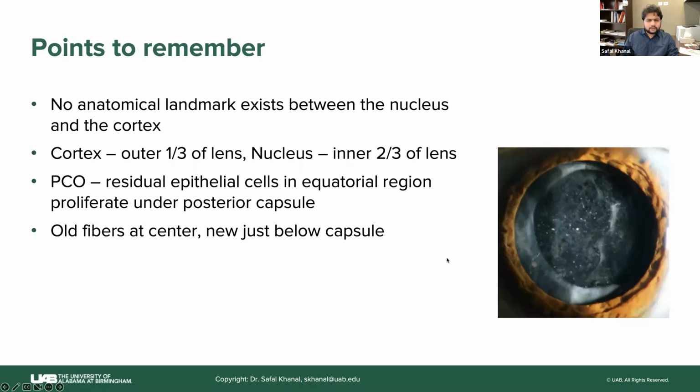And normally the arrangement of the fibers is such that the old fibers are at the center of the lens and the new fibers are just below the capsule.